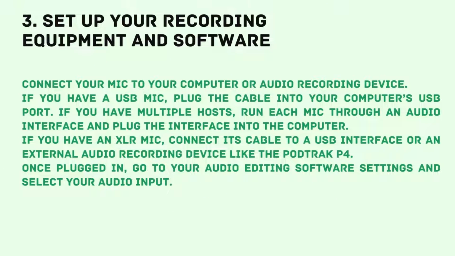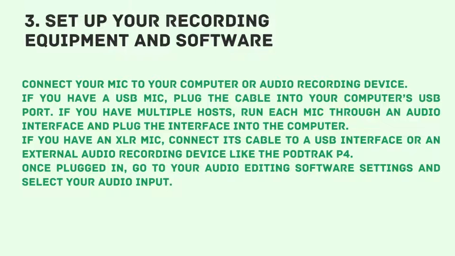3. Set up your recording equipment and software. Connect your mic to your computer or audio recording device. If you have a USB mic, plug a cable into your computer's USB port. If you have multiple hosts, run each mic through an audio interface and plug the interface into the computer. If you have an XLR mic, connect its cable to a USB interface or an external audio recording device like the PodTrack P4. Once plugged in, go to your audio editing software settings and select your audio input.